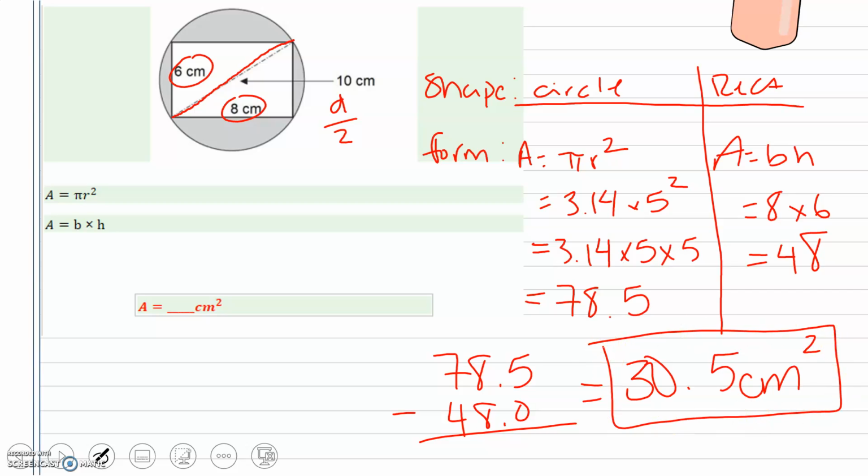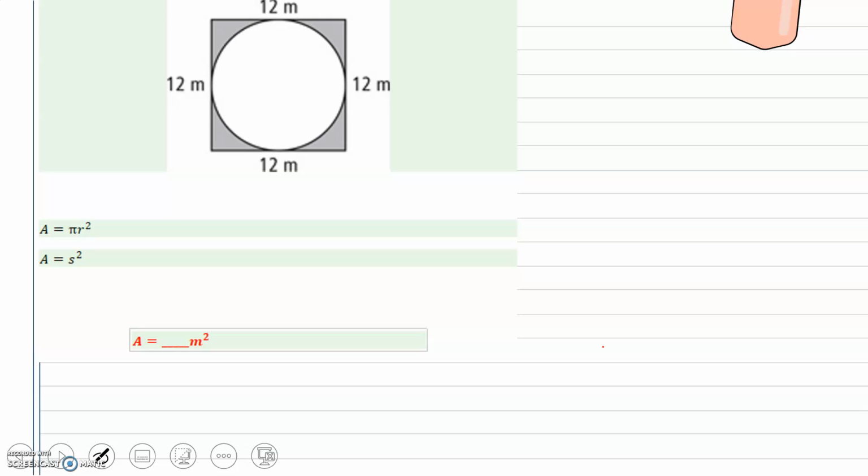Okay? So we identified our 2 shapes. We did our formulas, calculated them, and subtracted our shaded from our non-shaded area. Here's our next practice problem. We're still looking for the shaded area. The two shapes that you should see are a rectangle, or let me say square, and a circle.